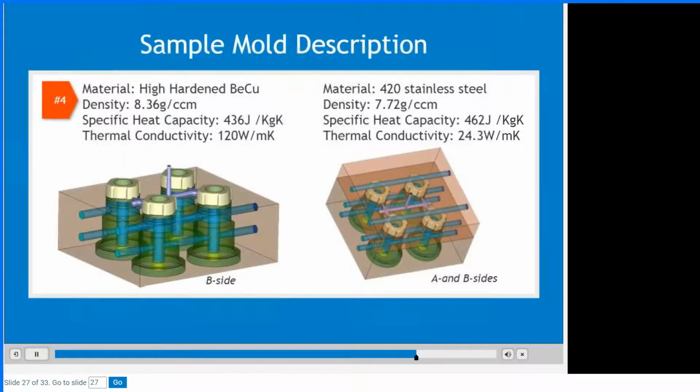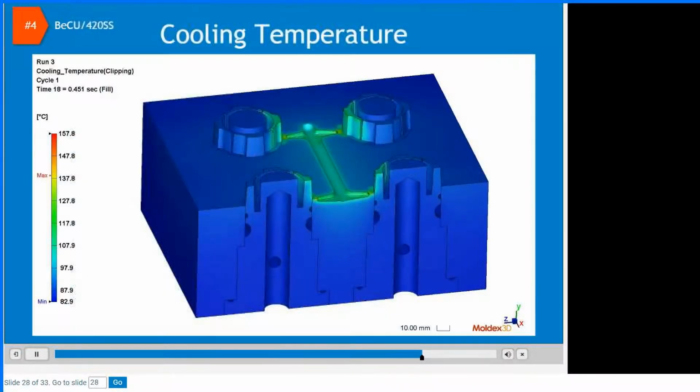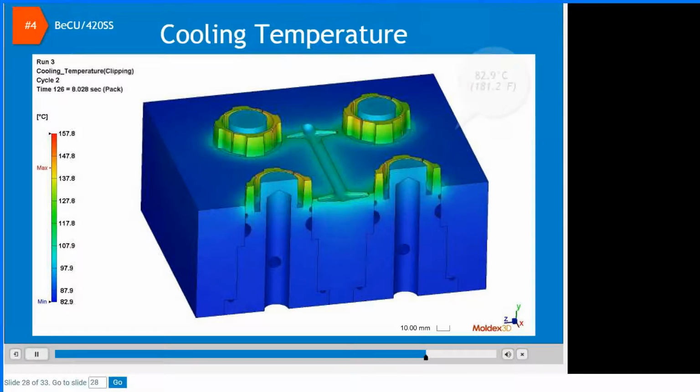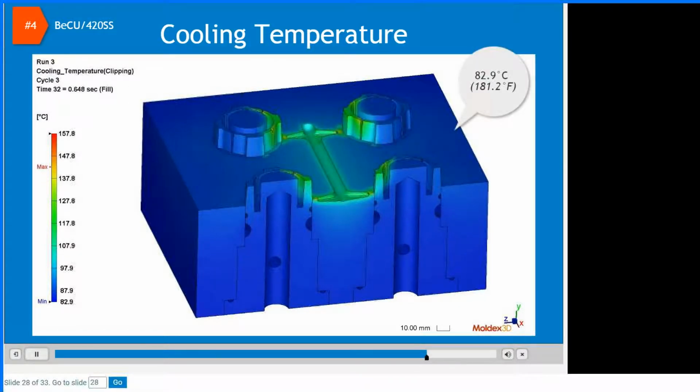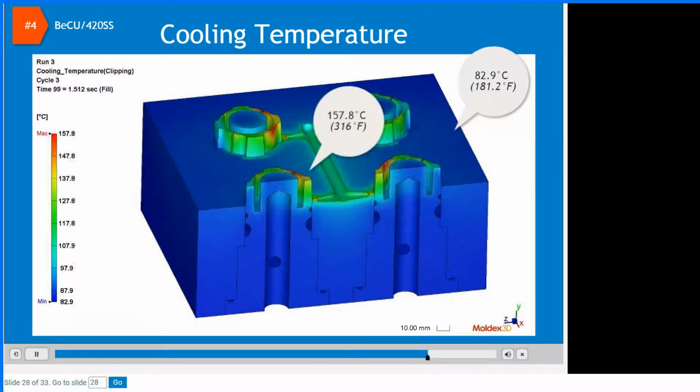The final example uses a high-hardened and high-conductive beryllium copper alloy for the center core and a 420 stainless steel mold base. Let's look at the mold temperature behavior for this final mold design. The cycle temperature analysis shows an overall temperature swing from 82.9 at the outer perimeter of the mold to about 157.8 degrees Celsius.